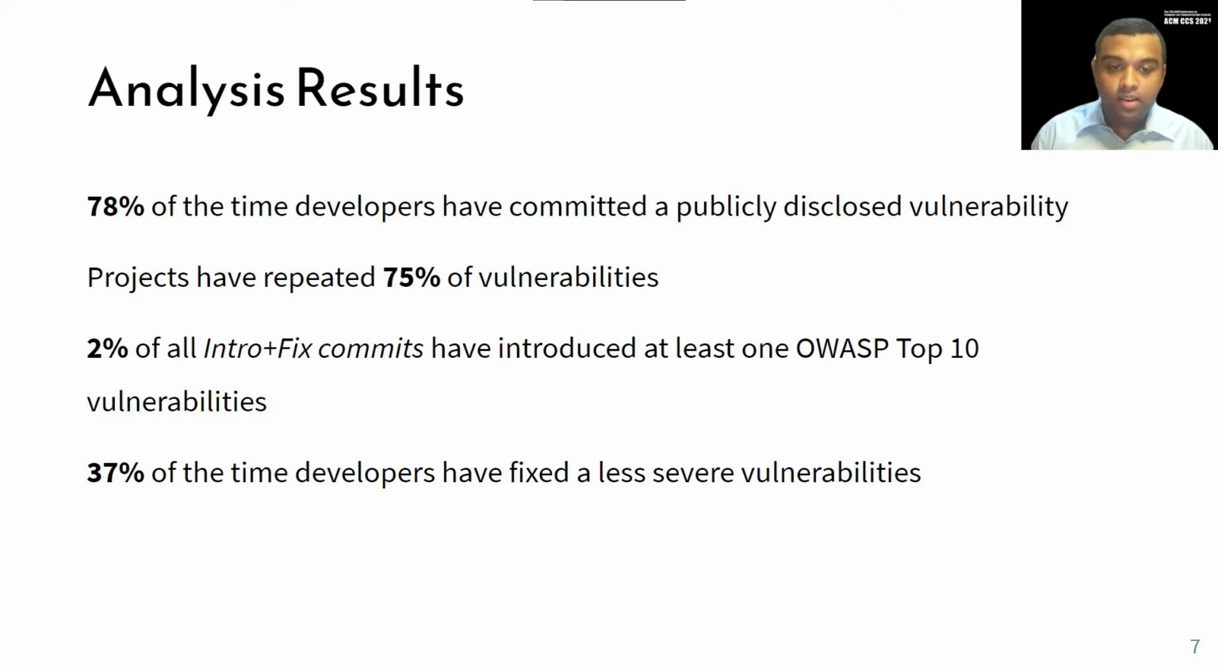When considering the vulnerabilities categorized under OWASP top 10 vulnerabilities, we observe 2% of all intro plus fix commits have introduced at least one OWASP top 10 vulnerability. Interestingly, 37% of the time, developers have fixed a less severe vulnerability, while there are high severity vulnerabilities that exist in the source code.